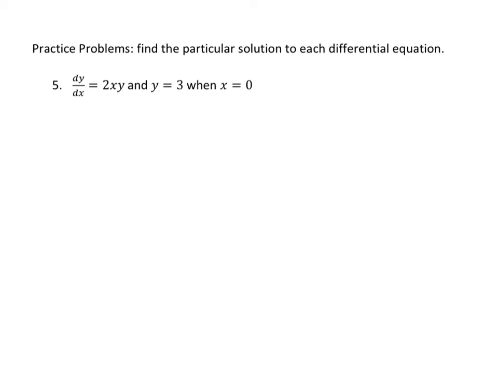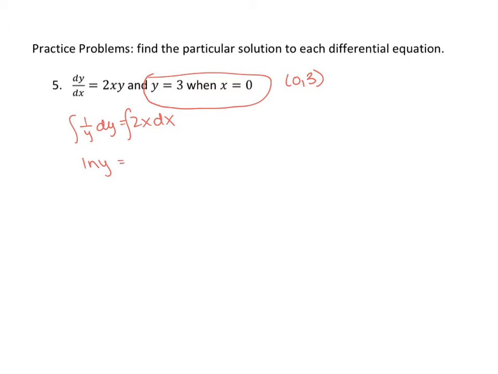Next up is the set of problems where we have to figure out what the c value is. We're given a point, y is 3 when x is 0, so that's the point (0, 3). And we're going to start out the same with separating the x's and y's. So I'm going to have 1 over y dy equals 2x dx. We integrate 1 over y, now we have ln y equals x squared plus c.